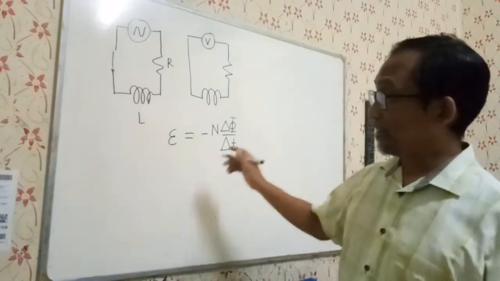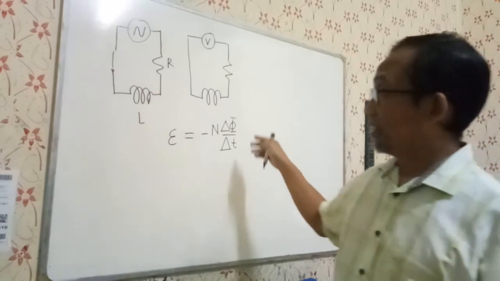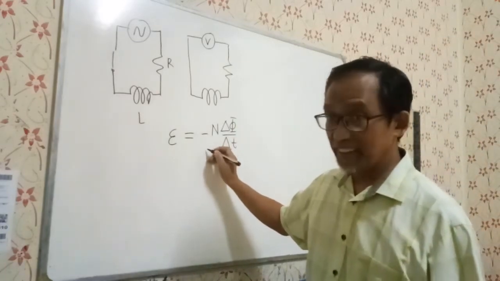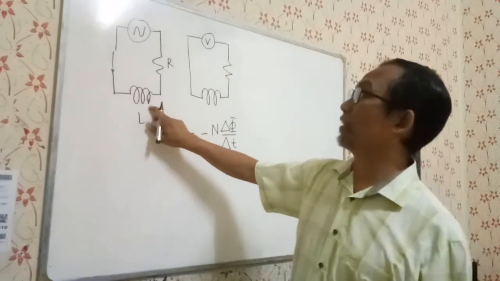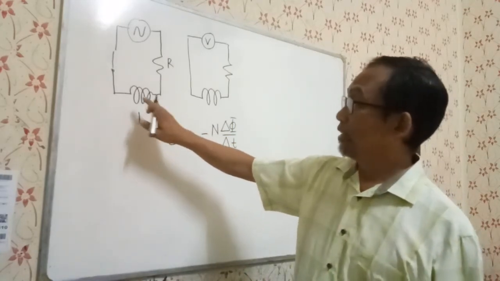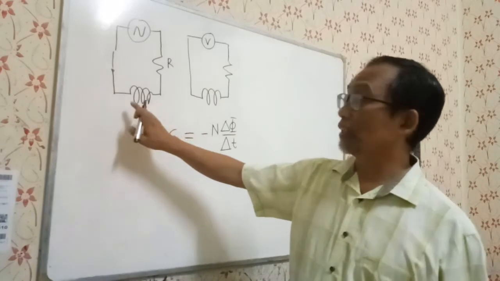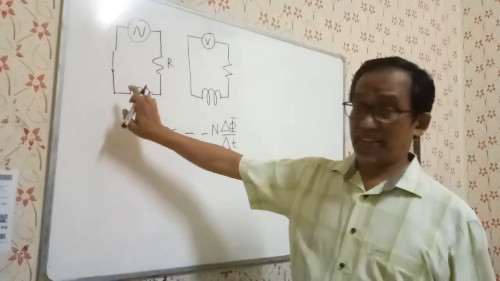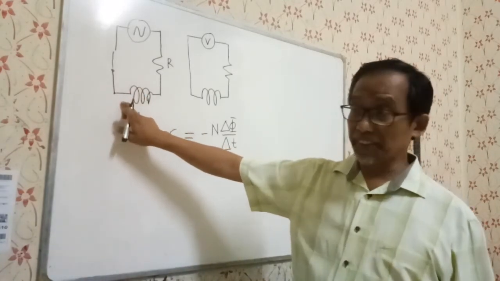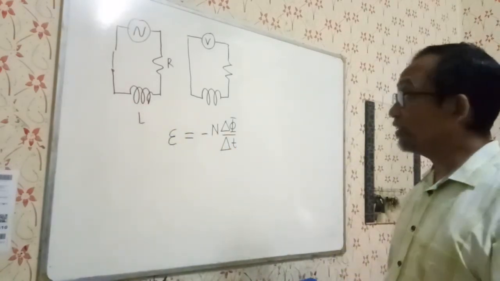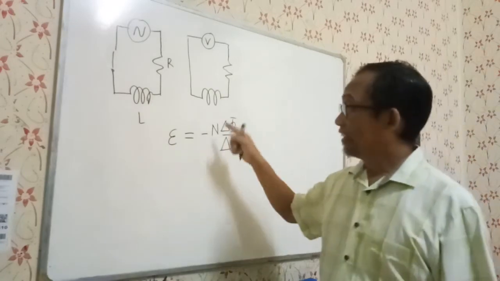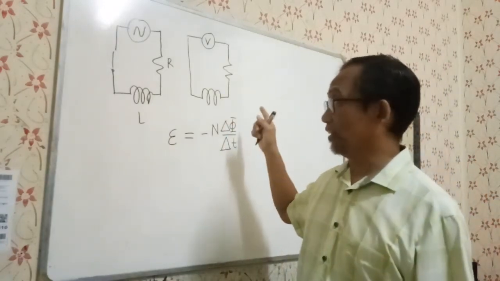And because of the negative sign there, that means the voltage generated here will be in the reverse direction to the voltage or the current that is flowing in the first circuit. And also that is mutual induction.